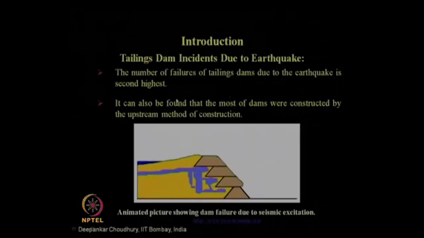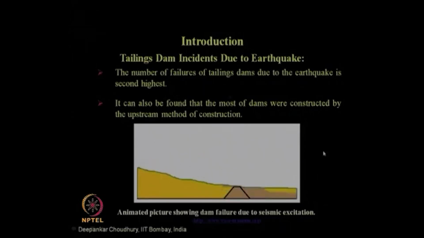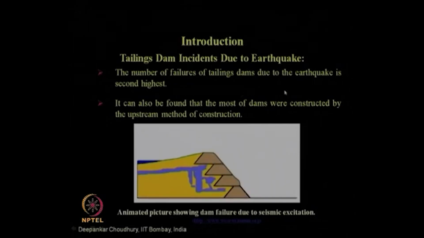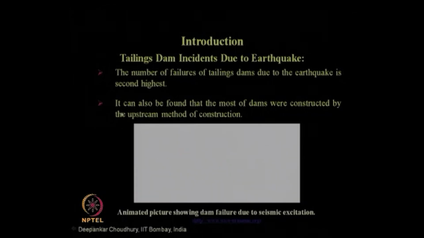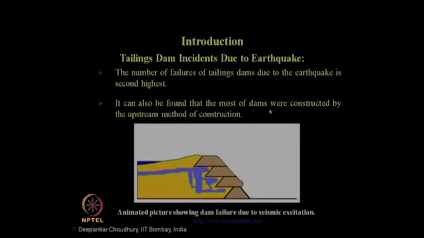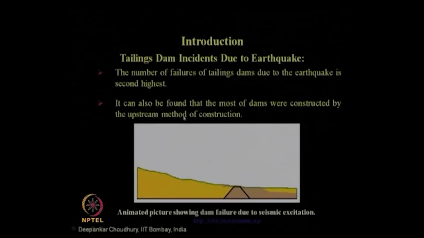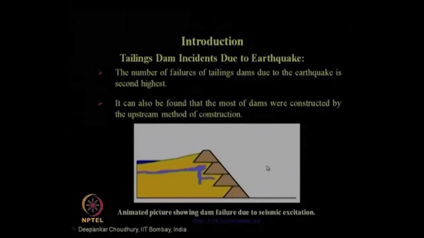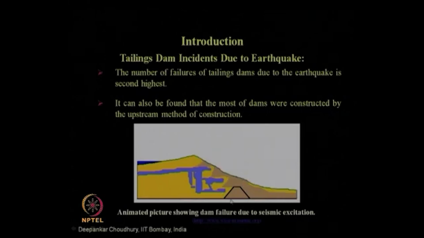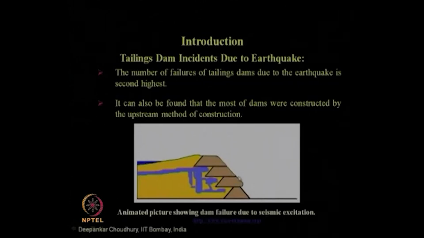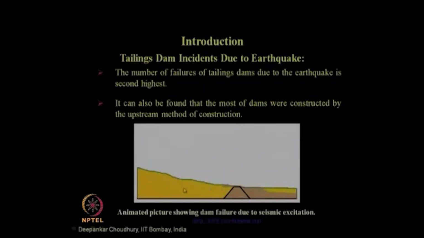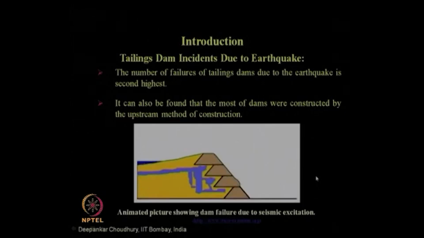Let us see over here. This is the failure of a tailing dam, which is shown through this animated picture. The number of tailing dams failed in earthquakes, the total number is second highest in the world as far as statistics and data available in the literature are concerned. I will show that very soon. It can also be found that most of the dams were constructed by the upstream method of construction. As I said, the upstream method, and another common method is the downstream method. This shows that during seismicity, once it fails, the entire downstream gets washed away. Initially, your downstream was existing, but now if everything goes out, then nothing is left in the entire region.